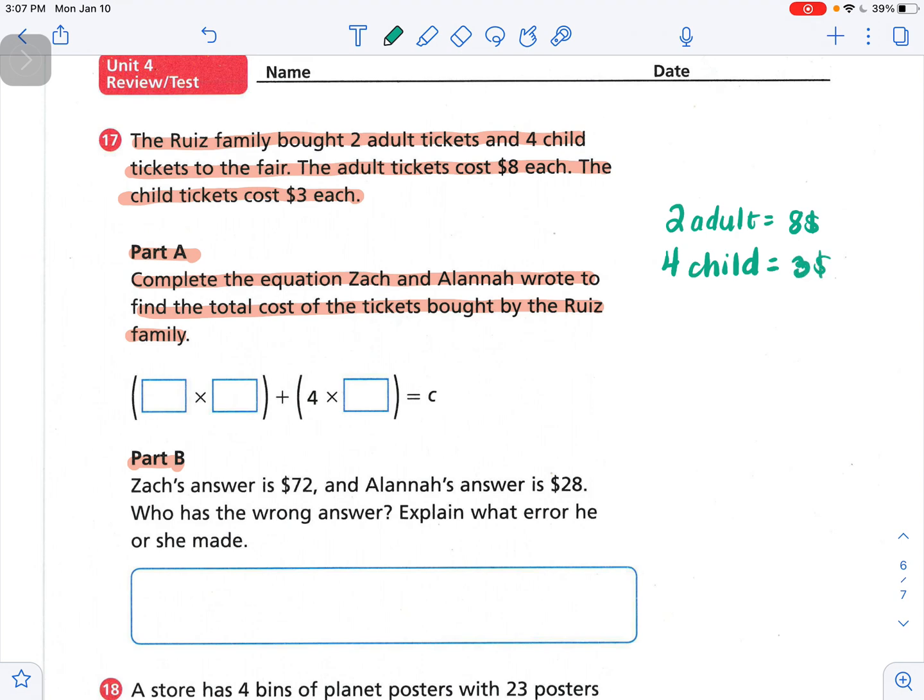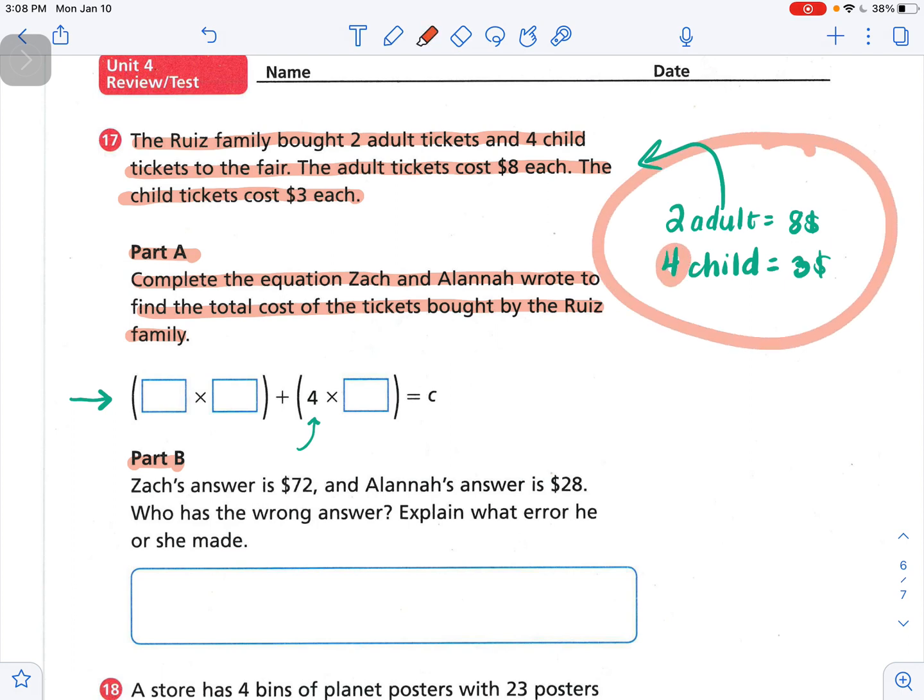Okay, so I'm just writing out the information that I saw here to kind of organize it. 2 adults, $8, 4 children, $3. Now, they've written out a nice equation with parentheses in it. They've got a 4 here. Is there a 4 over here? I see 4 children. So I know 4 children are $3 each, so I'm going to go 4 times 3.